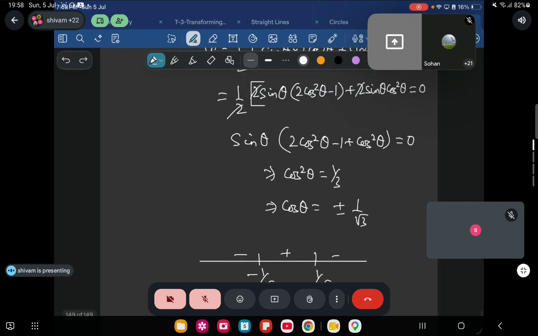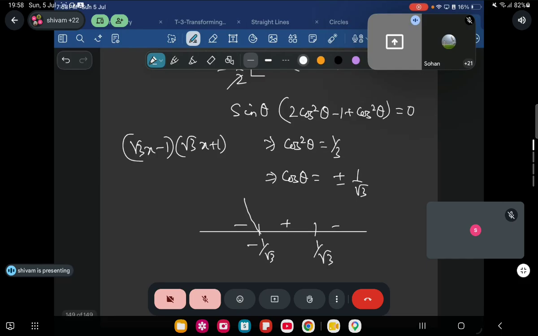Wait, let me see. So it is 3x square minus 1, right? So root 3x minus 1 into root 3x plus 1. The graph will look somewhat like this only. So the graph is changing from negative to positive. So in this case you are getting minus 1 by root 3. Wait, let me substitute minus 2. So this is negative. So the previous one was only correct.